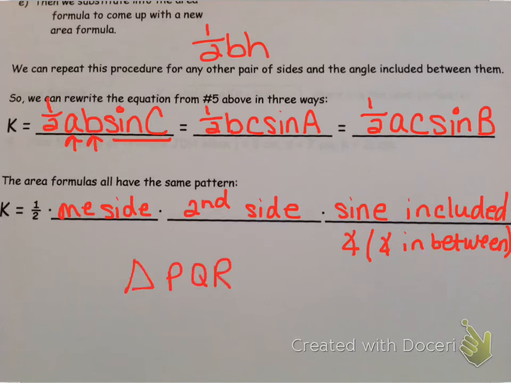Let's say that I knew side P and side Q. Then the angle I would need to know would be angle R. And in this unit, the unit that we call solving triangles, it really is the best idea to draw a picture for every situation that you can. Okay?